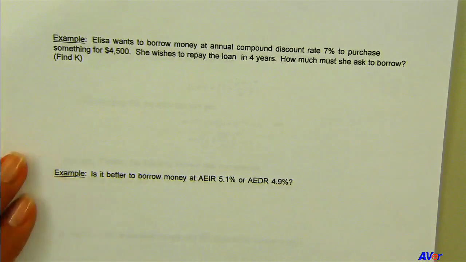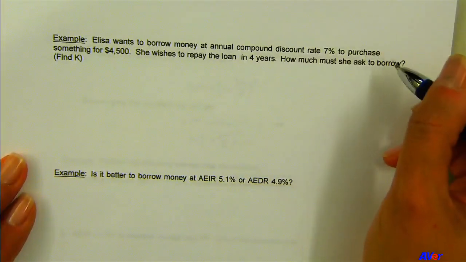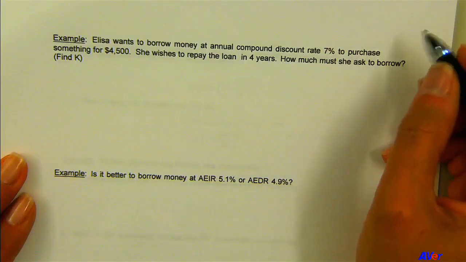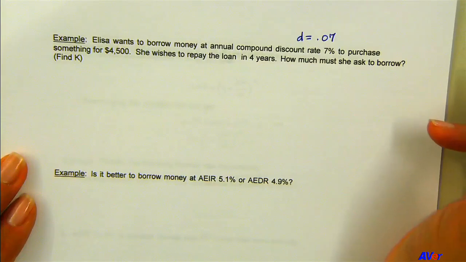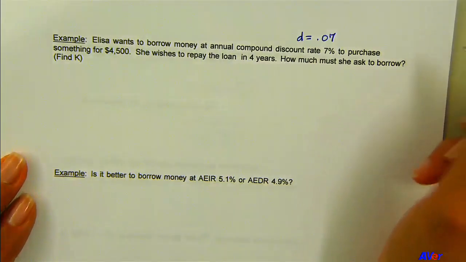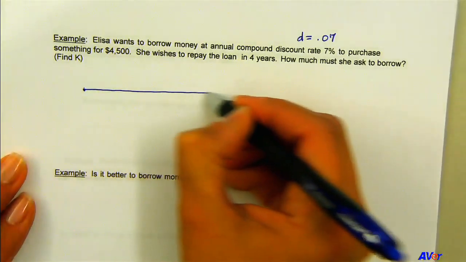Alyssa wants to borrow money at an annual compound discount rate of 7%, d equals 0.07, to purchase something for $4,500. She wishes to repay the loan in 4 years. How much must she ask to borrow? Okay. She wants $4,500 now.